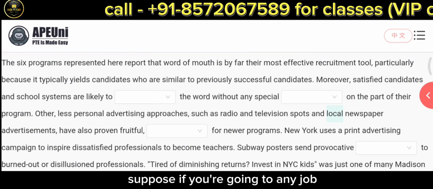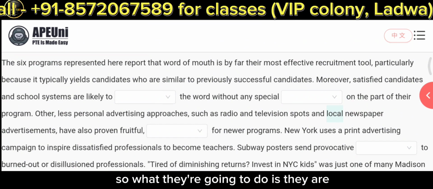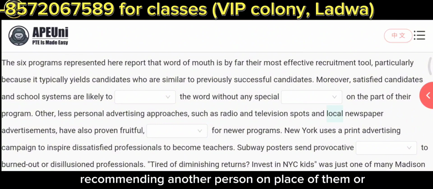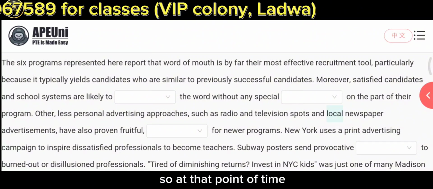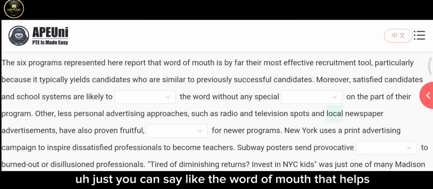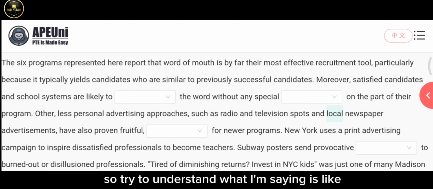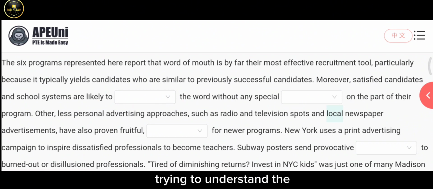Suppose you're going for any job, and somebody gets retired, so what they do is recommend another person in their place or in any other job. At that point of time, no resume comes in between, just the word of mouth that helps to get a job. So try to understand the main idea of the passage, what they're trying to say. It's about recruitment right now.